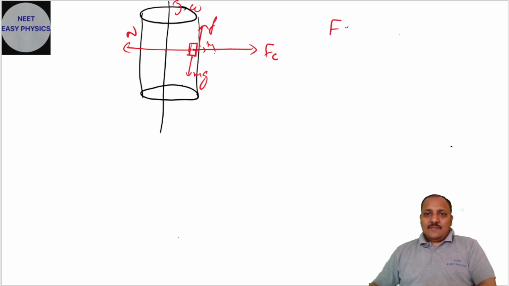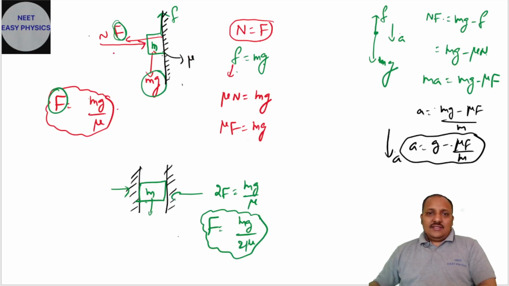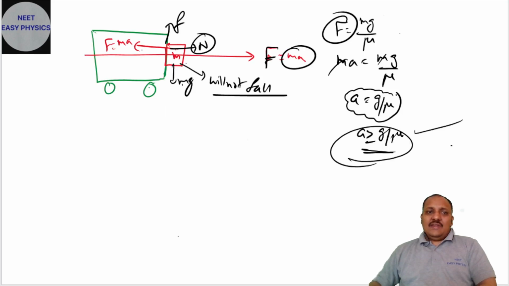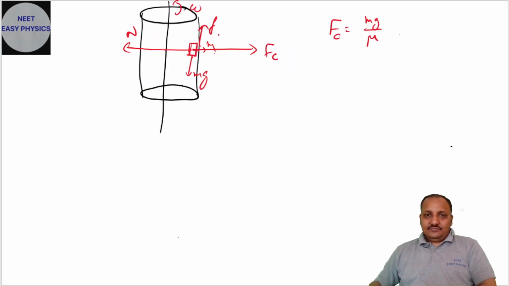So in all the cases, the same equation. Fc equal to, see, in this case, how much force did we apply here? mg by mu. Same equation you will get here: Fc equal to mg by mu. So on the vehicle, this F we provided in the form of mass into acceleration. For the rotating cylinder, centripetal force is required. This centripetal force will provide on this object in the form of centrifugal force, and it will be moving away.